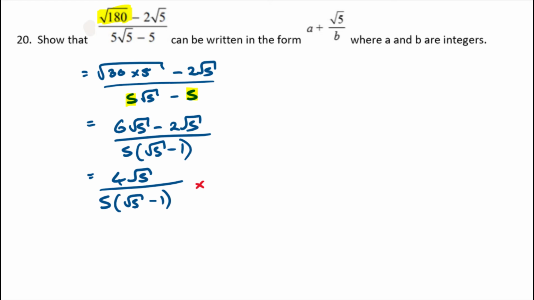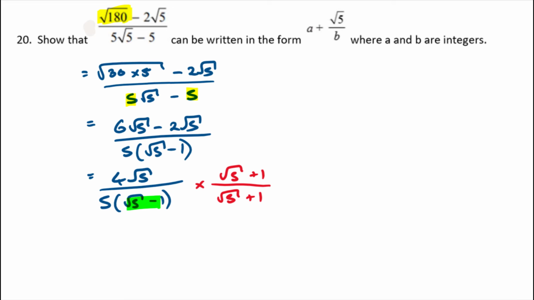Now, annoyingly, I have got a surd as part of my denominator, which mathematicians consider to be somewhat ugly. So we're going to get rid of that, and the way we're going to get rid of it is we're going to multiply top and bottom by the conjugate of this bit in here. So I've got root 5 minus 1. What we do is we take the sign of that and flip it around. So I'm going to multiply top and bottom by root 5 plus 1.